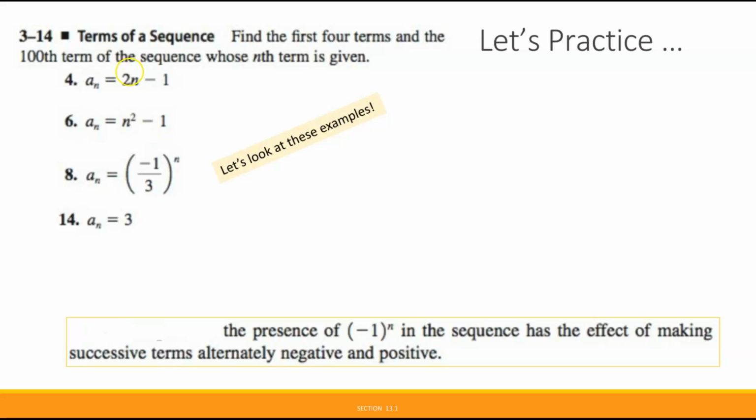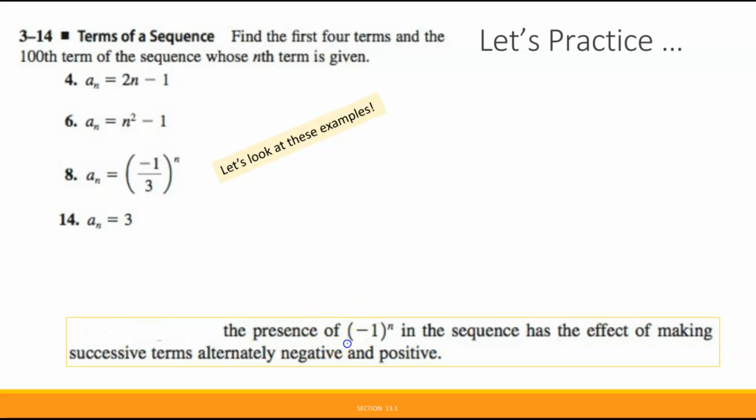Find the first 4 terms and the 100th term of the sequence whose nth term is given. Let's look at these examples. Here's what a formula looks like. This formula is going to generate each term of our sequence.